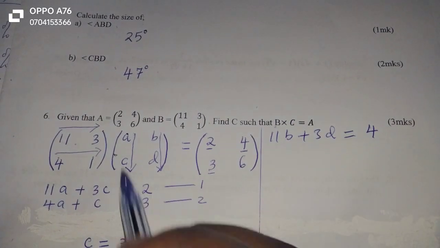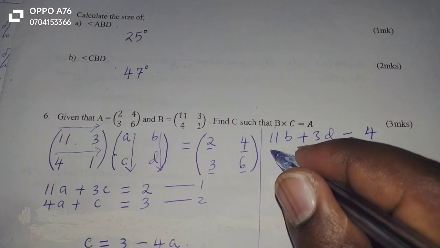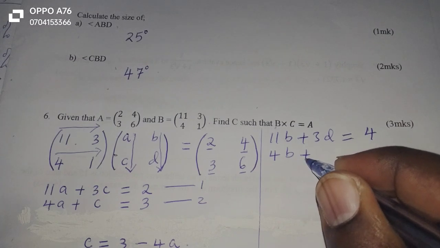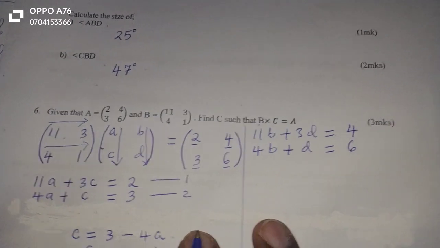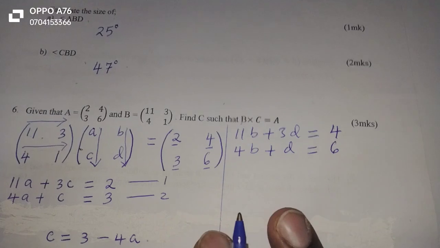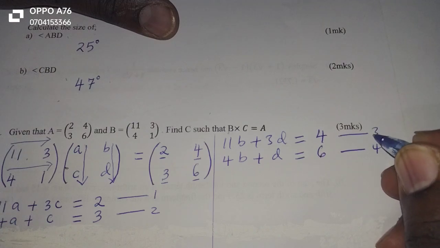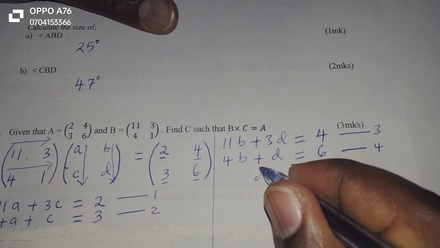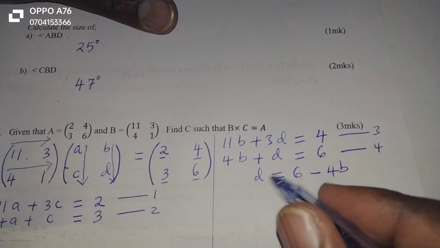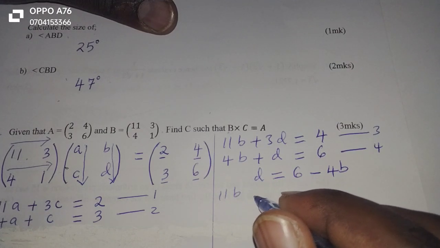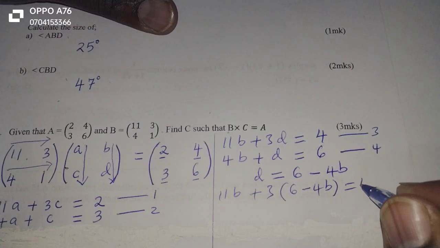And again, when I take this row times the same column, I should get 6. So I'll be talking about 4B plus 1 by D, which is D. I am supposed to get 6. Allow me to solve using the same method, which is the substitution method. This is the fourth, this one is the third equation. So from the fourth, D equals 6 minus 4B. And with this, we can rewrite the third equation, 11B plus 3 instead of D, 6 minus 4B. This is equivalent to 4.